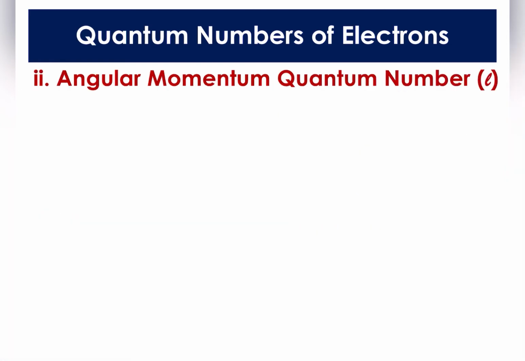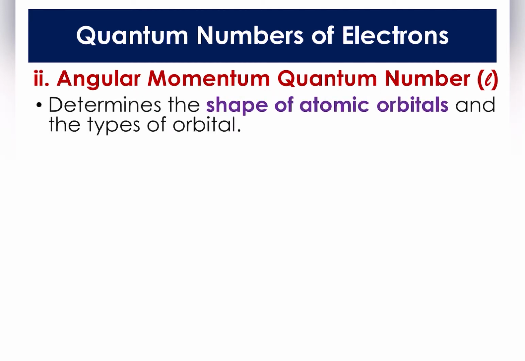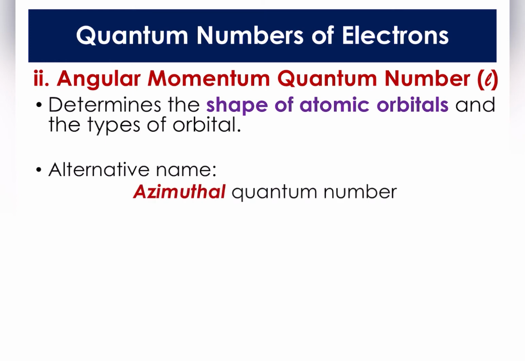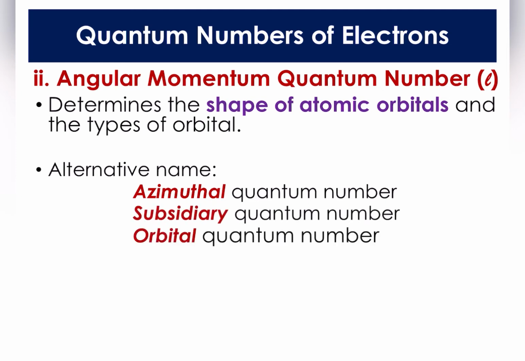Next one, we go to the next quantum number, angular momentum quantum number. The symbol is L, where angular momentum quantum number determine the shape of orbitals and types of orbitals. Dan dia ada a few names yang awak akan jumpa dalam bentuk soalan. Nama lain untuk angular momentum quantum number adalah azimuthal quantum number, subsidiary quantum number and orbital quantum number. So dia ada 4 nama berbeza dan semuanya merujuk kepada L. Okay, so you have to memorize this.